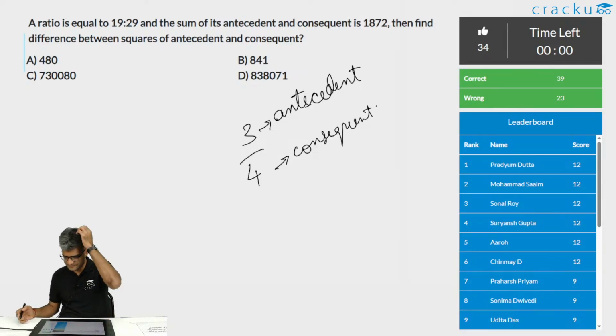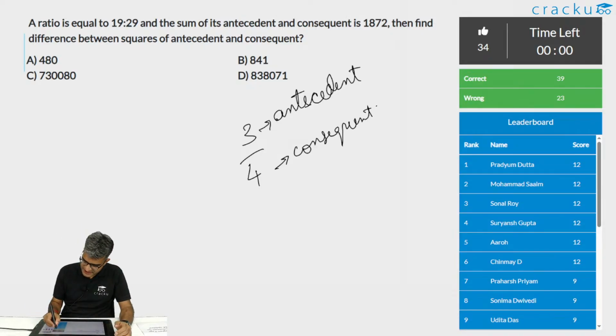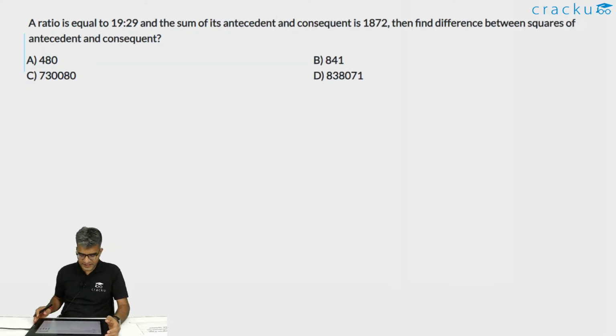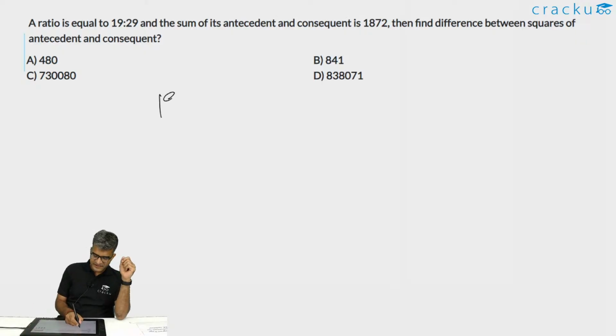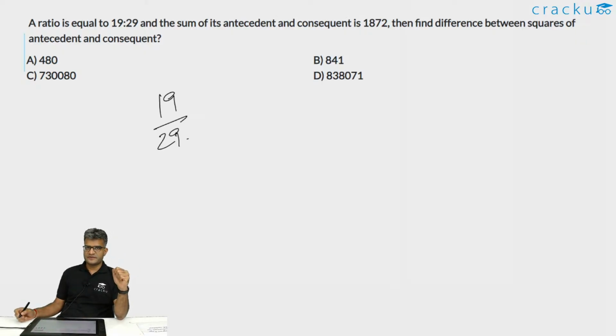Okay. Let us answer this question, guys. 39 people got it correct, 23 people got it wrong. A ratio is equal to 19 by 29 and the sum of its antecedent and consequent is 1872. Find the difference between the squares of the antecedent and the consequent. So basically we have a ratio which is 19:29, but we don't know the antecedent and the consequent. It can be 19 by 29 or it can be 38 by 58 or it can be 57 by 87.